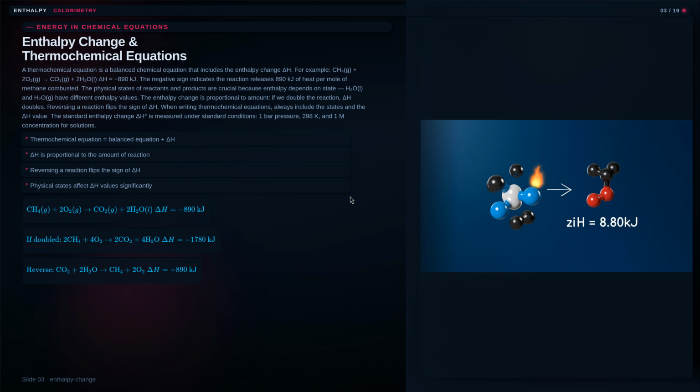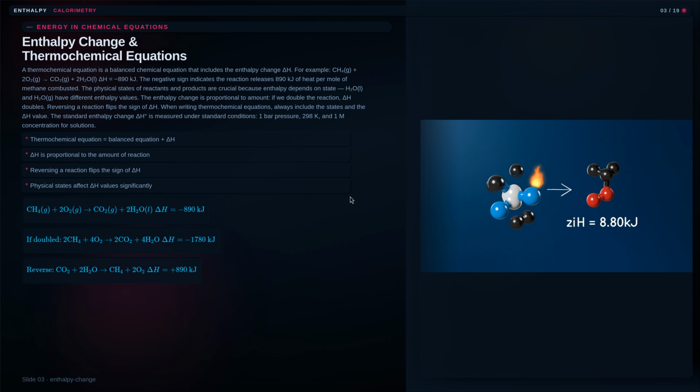For example, the combustion of methane, CH4 gas plus 2O2 gas yields CO2 gas plus 2H2O liquid, with delta H equal to negative 890 kilojoules. The negative sign indicates the reaction releases 890 kilojoules of heat per mole of methane combusted. The physical states of reactants and products are crucial because enthalpy depends on state. Water liquid and water gas have different enthalpy values.